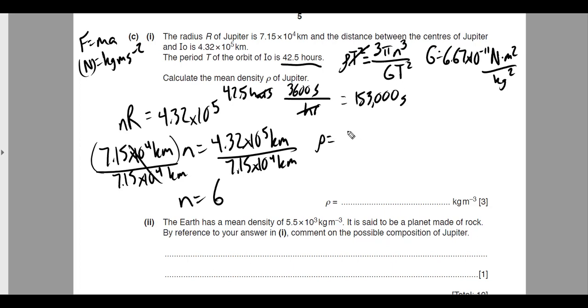So rho equals 3 pi n, which is 6, cubed, over G, which is this value still. I won't worry about the units so much because I know I've already taken care of them. They give me kilograms per cubic meter: the SI units in, the SI units out. The time I need to plug in is 153,000. And don't forget to square that.